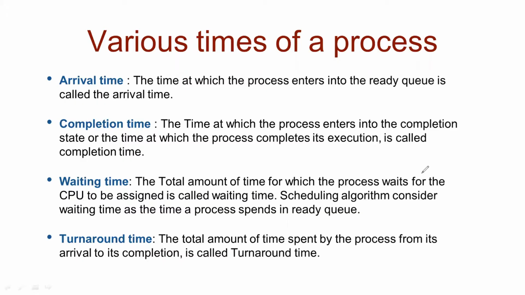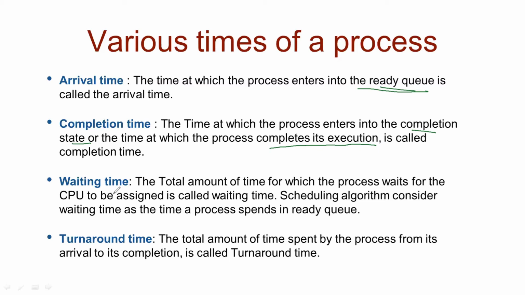Let's now discuss the various times of a process. The very first time is the arrival time. Arrival time is the time at which a process enters the ready queue. Completion time is the time at which the process enters the completion state, or the time at which the process completes its execution. So the time when it will leave the CPU is termed as completion time.